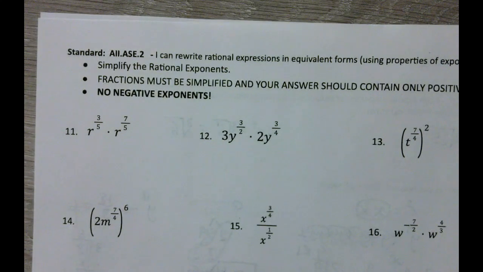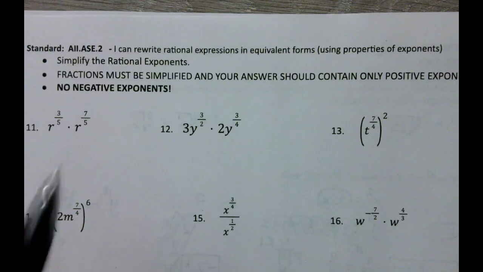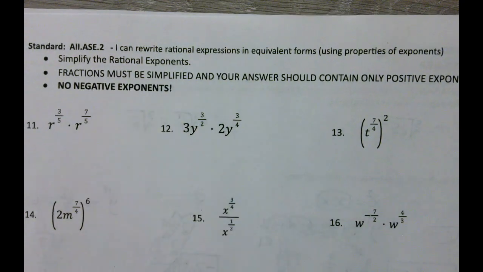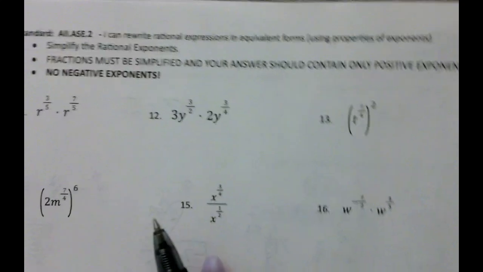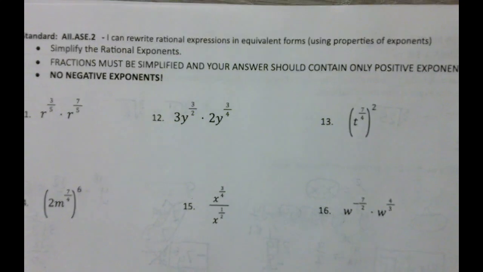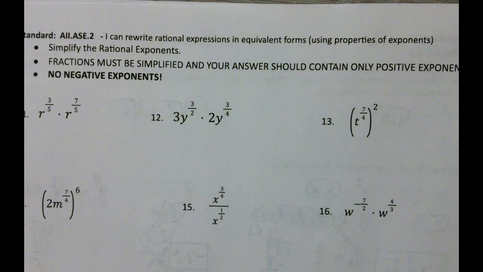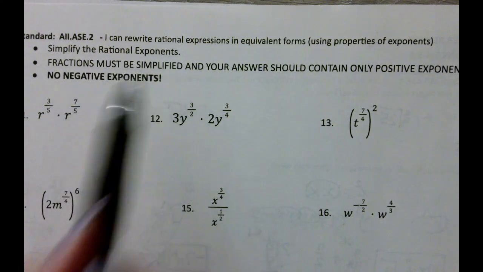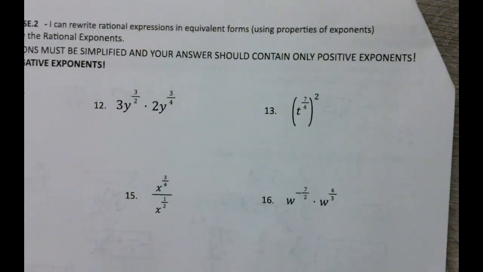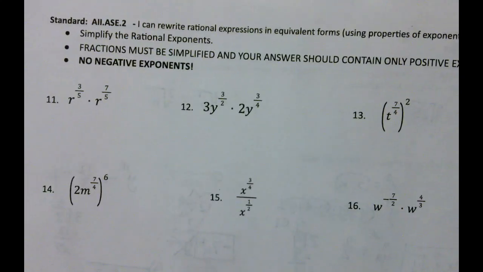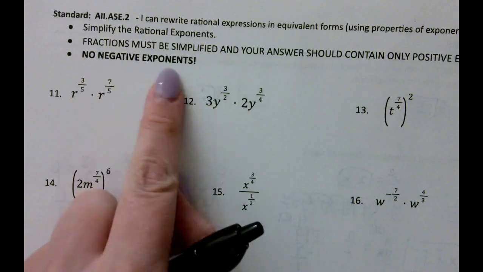Okay, exponent rules. I'm going to read the directions because this is very important. We're going to be very strict on this on the test. Simplify the rational exponents. That's just the directions. Fractions must be simplified. So that means if you have 2 over 4, you do have to reduce that down to 1/2. Fractions must be simplified, and your answers should contain only positive exponents. And this part in bold is kind of redundant, but I really wanted to emphasize no negative exponents.